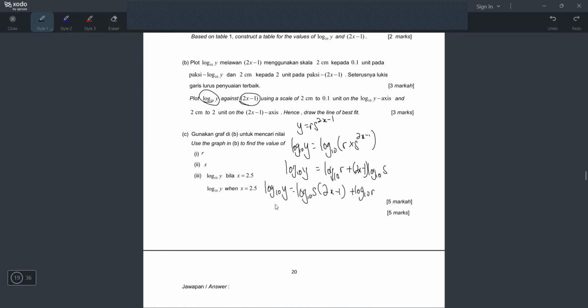But why do I have to write like this? So that is linear form. y equals mx plus c. So now you can see your y-axis is log y, your x-axis is 2x minus 1. So that matches, which means your gradient is log s and your c, the y-intercept, is log r.